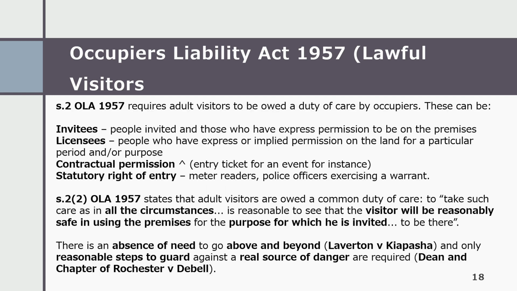Section 2 of the Occupiers Liability Act of 1957 requires adult visitors to be owed a duty of care by occupiers. These can be invitees, people invited, and those who have expressed permission to be on the premises. Licensees, people who have expressed or implied permission to be on the land for a particular period and or purpose. This might be contractual permission, so an entry ticket for an event, for instance, let's say you're going clubbing or to a concert. Also, if you have a statutory right of entry, so meter readers, police officers exercising a warrant as well have a statutory right of entry into premises.